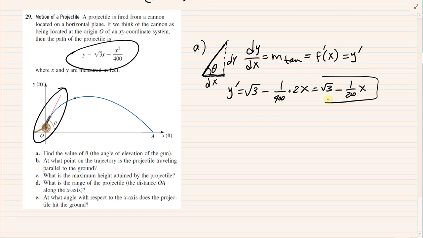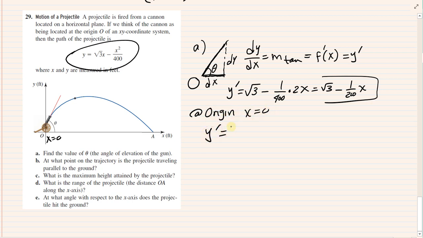Now, at the origin, this is the origin. And that's when x is 0, right? Here x is 0. So let me write that. At origin, x is 0. So the slope of a tangent at 0, therefore, is when you plug in a 0 for x, and that's going to be times 0, or square root of 3. Slope of a tangent is root 3.